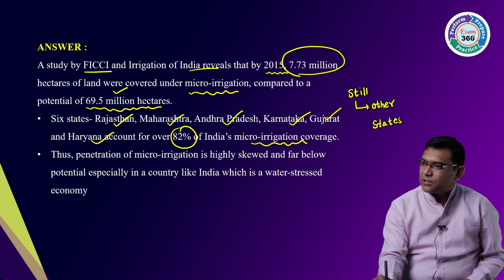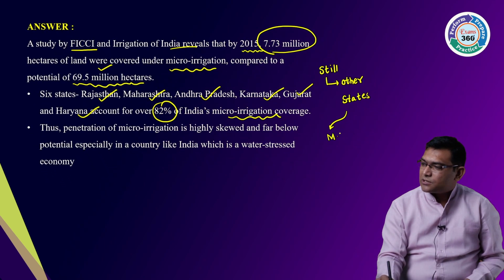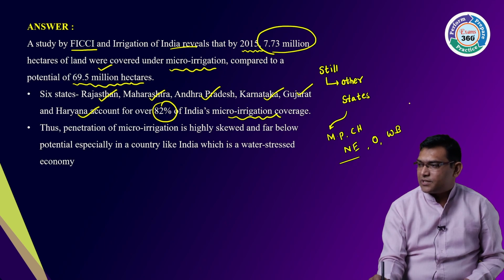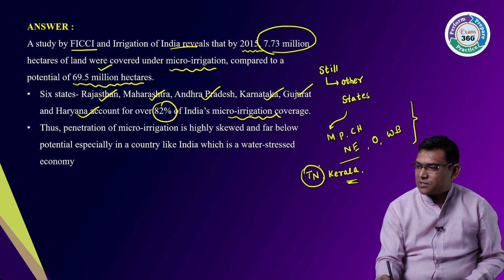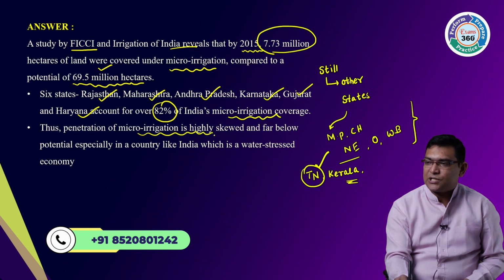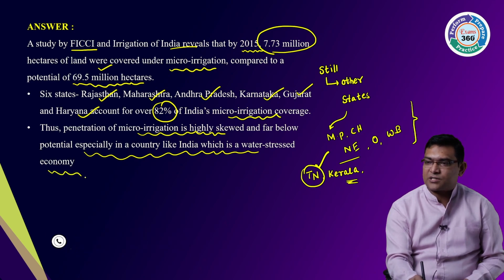Other states like your Madhya Pradesh, Chhattisgarh, northeastern parts, Odisha, West Bengal, all these areas. These are also water stressed regions. Even Tamil Nadu, Kerala. Of course, Kerala is not so water stressed, but it is a water stressed region. Thus micro irrigation is highly skewed and far below potential in countries like India, which has a water stressed economy.